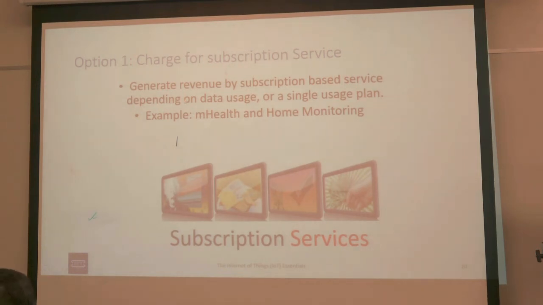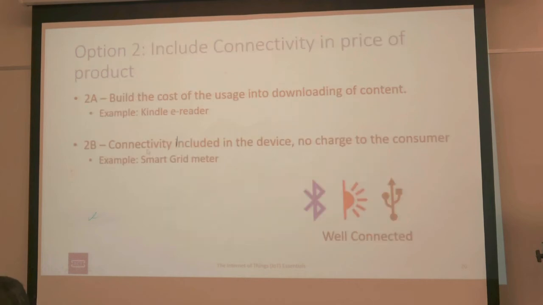Charge for subscription service: generate revenue by subscription-based service depending on data usage. So you charge as much as you use, or a single usage plan. Example, mHealth and home monitoring. This is like subscription services. Option two, include connectivity in the price. There's 2A, build the cost of the usage into the downloading of the content. Example, like Kindle, an e-reader. Connectivity is included in the device, no charge to the customer.